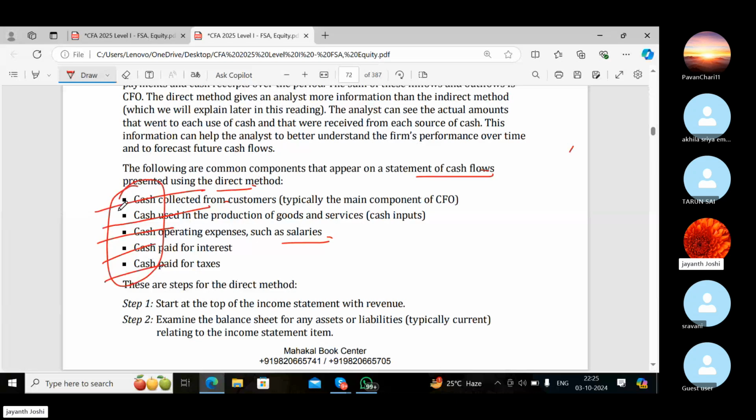And to calculate the cash flow with the direct method, you need to find out all these particular types of cash flows. You have to find out cash flow from customers, cash used in production of goods and services, then cash operating expenses, cash paid for interest and cash paid for taxes. So these are the steps for the direct method. So instead of looking at all this, I will explain it to you practically.